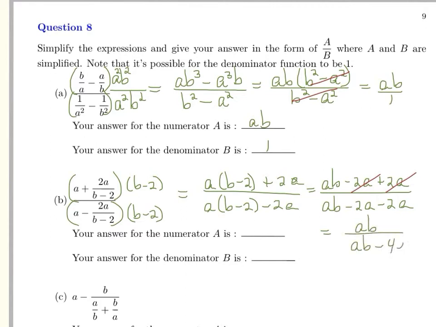minus 4a. And then I notice that there's an a in each term, so I can factor an a out and have a times b minus 4, and the a's cancel, and so I'll just have b over b minus 4. So my numerator is b, and my denominator is b minus 4.